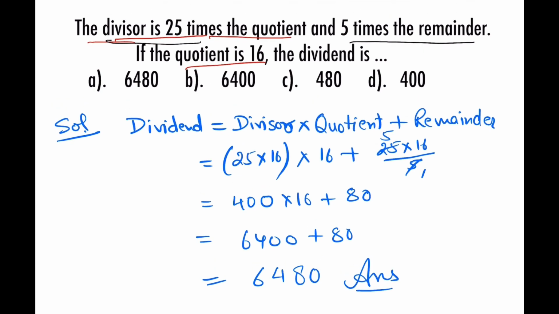Our dividend is 6480. So our correct answer is B. So B is the correct answer.